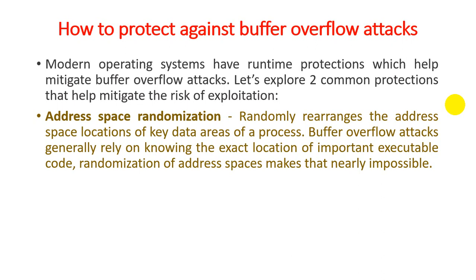It randomly rearranges the address space locations of the key data areas of a process. Buffer overflow attacks generally rely on knowing the exact locations of important executable code. Randomizing the address space makes that impossible. If a modern operating system is used, then address space randomization is applied.